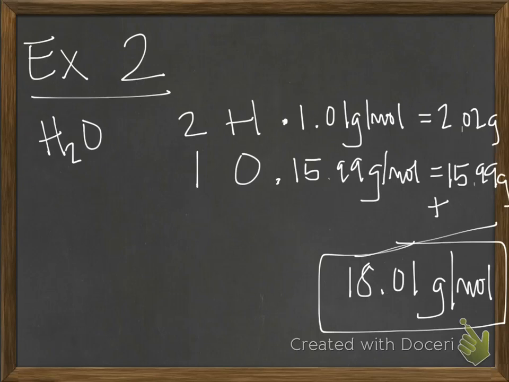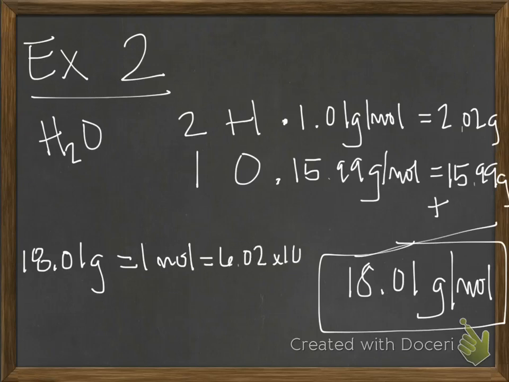Okay, so let's review what that's really saying. So 18.01 grams is 1 mole, which is equal to 6.02 times 10 to the 23rd molecules. Okay, that's what that's telling us, and all those things are equal to each other.